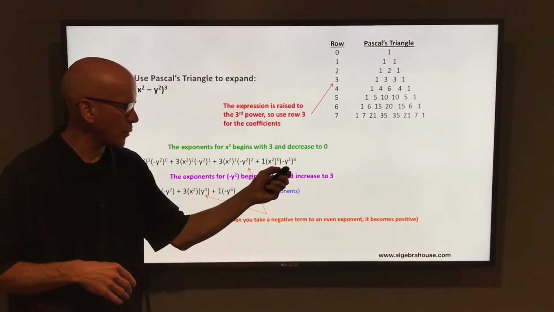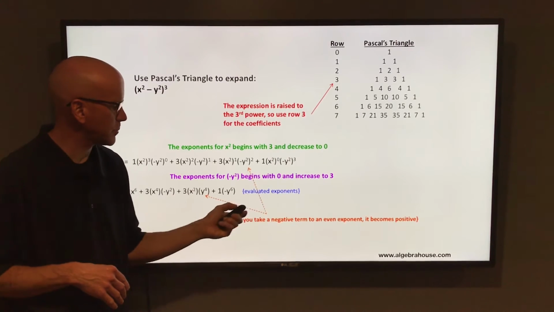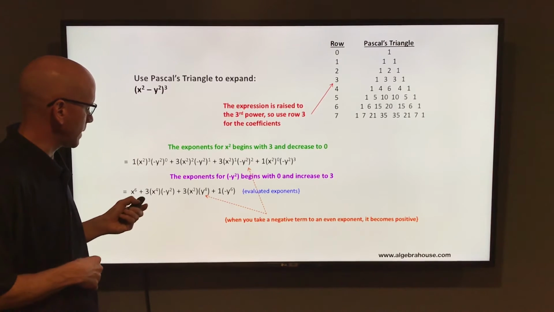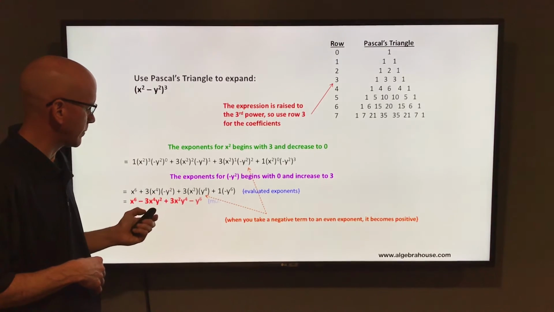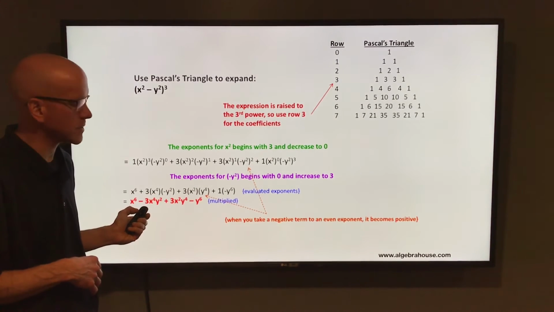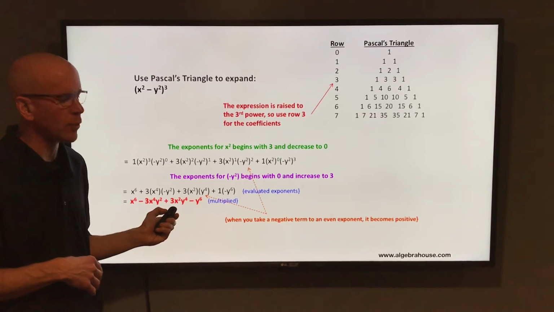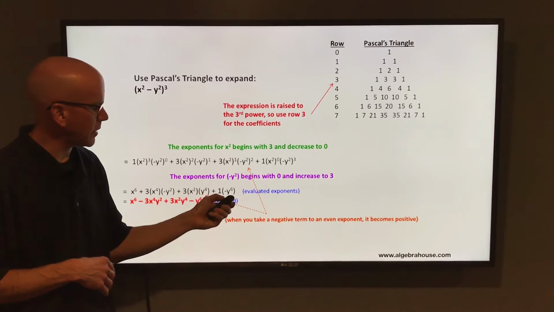Negative y squared to the 3rd. When you take a negative term to an odd exponent, it's going to be negative. So that is negative y to the 6th. Keep simplifying this. You have 3 times x to the 4th times negative y squared. That'd be negative 3x to the 4th y squared. 3 times x squared times y to the 4th is 3x squared y to the 4th. And on the end, the negative of y to the 6th.